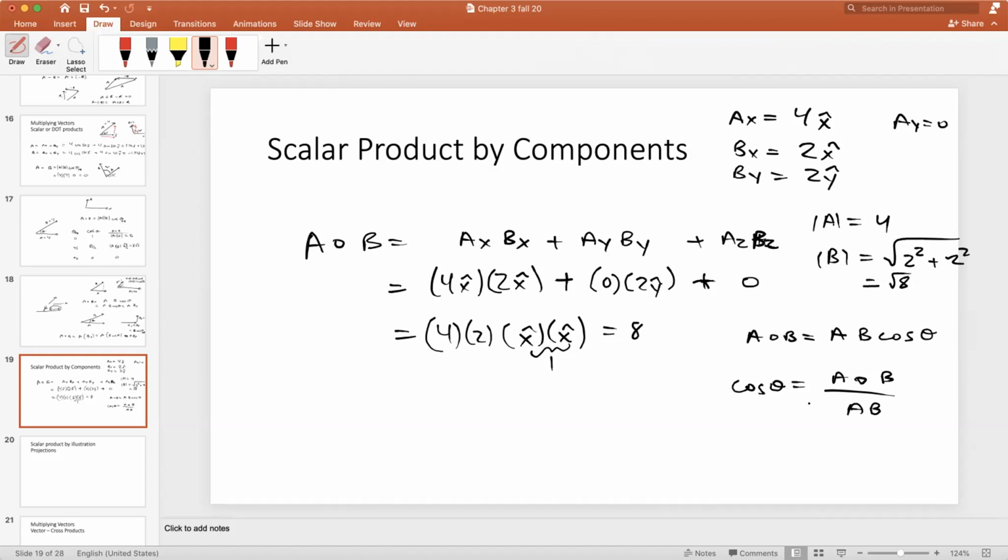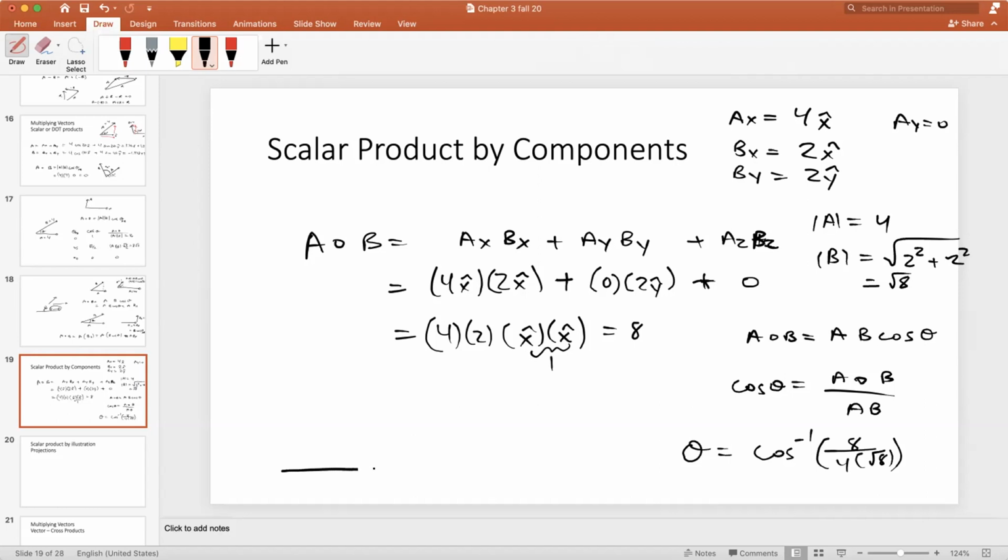Okay, so what we get here is that the angle between them is arc cosine, taking the arc cosine of both sides. A dot B was 8, A is 4, and this is root 8, okay? 4 times root 8. So that is 2 over root 8. You can do that on your calculator. Arc cosine of 2 divided by root 8, and I get 45 degrees. The angle between them is 45 degrees. That should make sense to you. Right? How would that make sense to you?